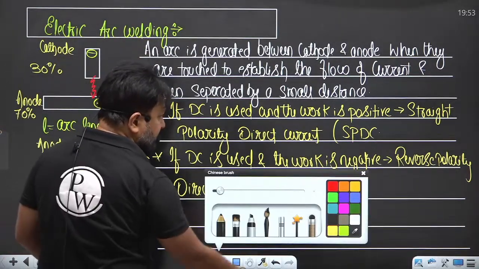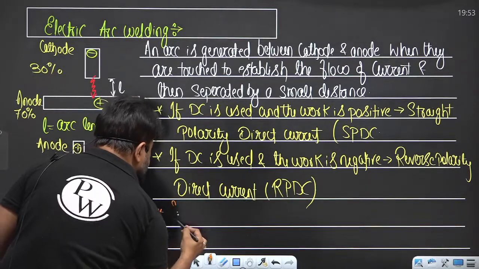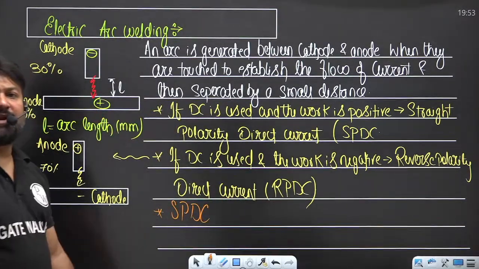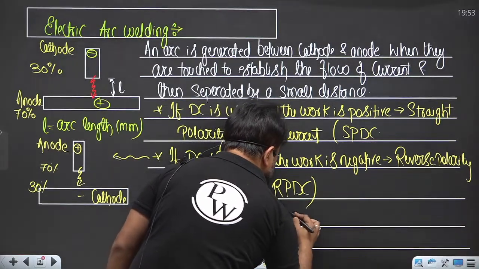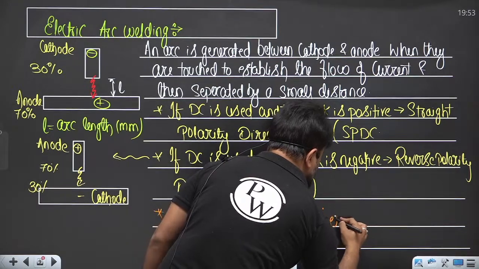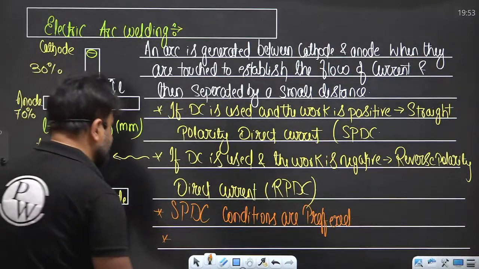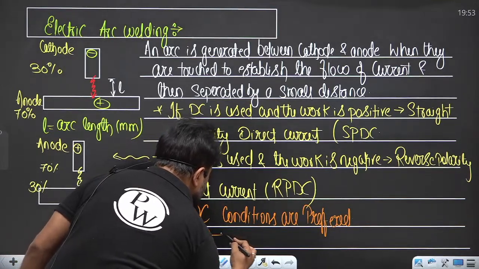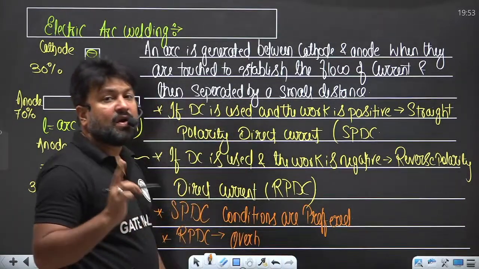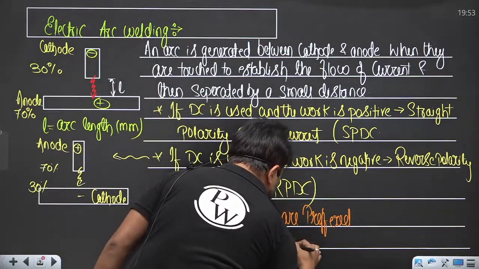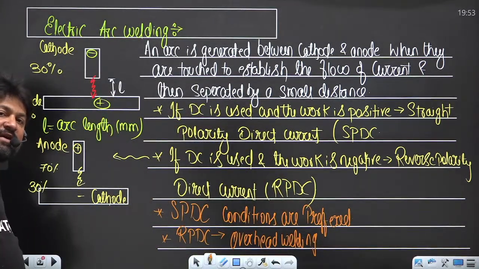So, generally, let me write down a point. SPDC, straight polarity direct current conditions, are preferred. Second, we use RPDC condition in overhead welding. So please remember this point and keep it in your mind.